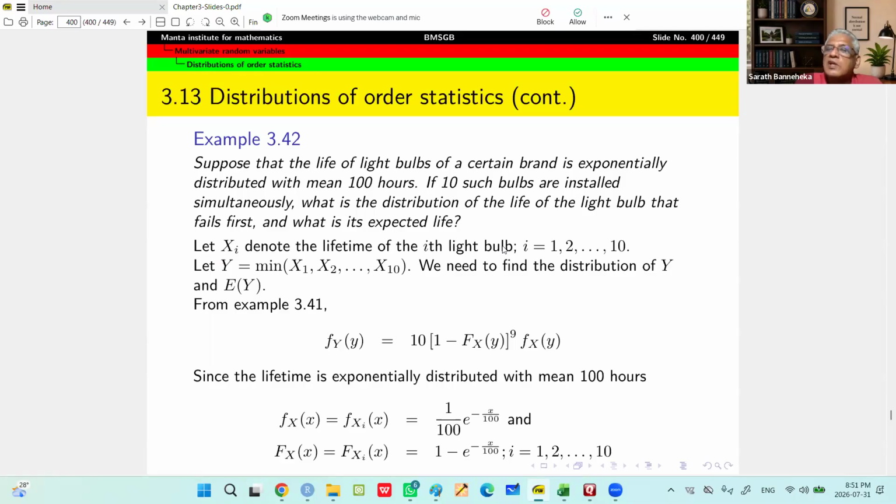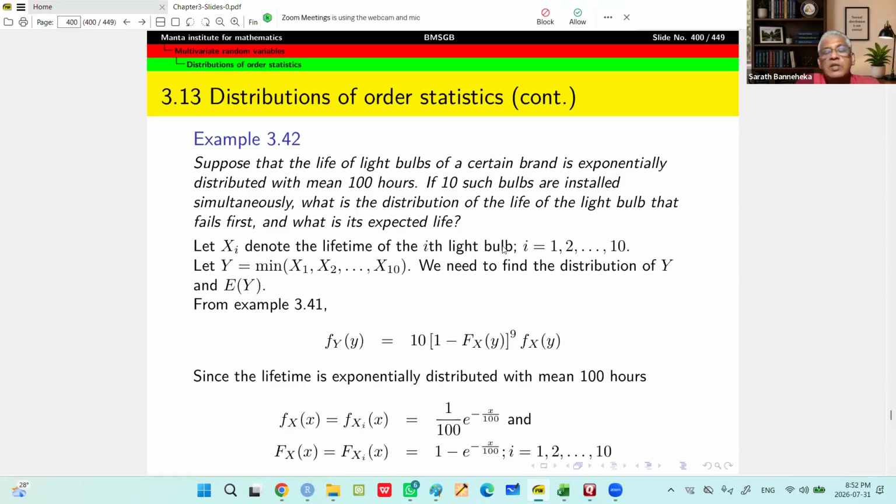From the question, it is clear that we are looking at the distribution of the first order statistic, or the distribution of the minimum, when you are considering a random sample of 10 values from an exponential distribution with mean 100. In other words, the rate parameter is equal to 1 over 100. So we now know the distribution of each X1 up to X10. Suppose we let Xi denote the lifetime of the ith light bulb, where i goes from 1 to 10.